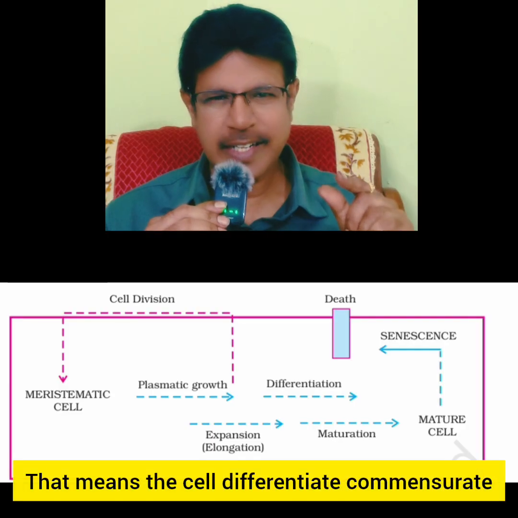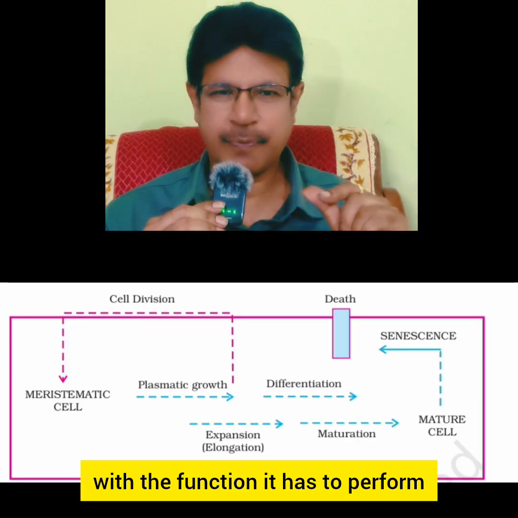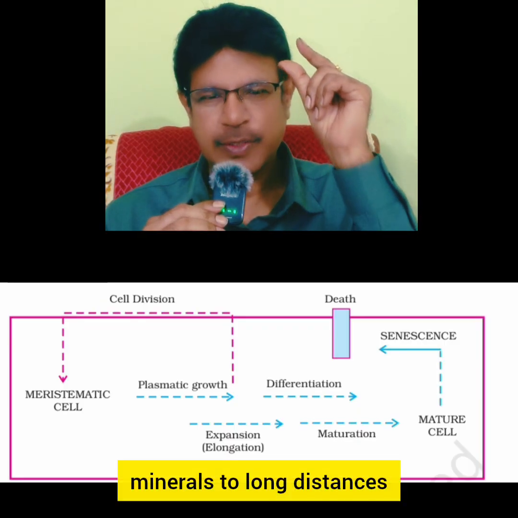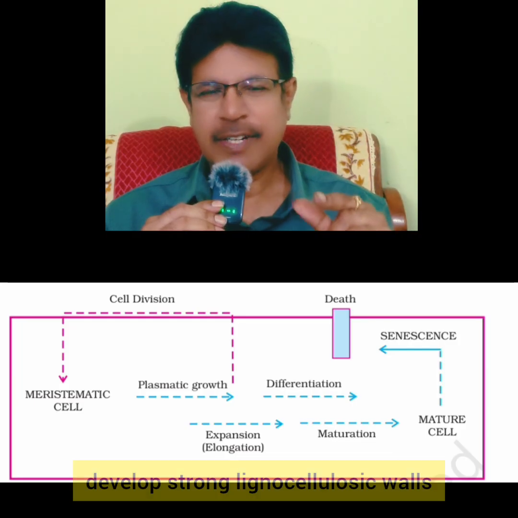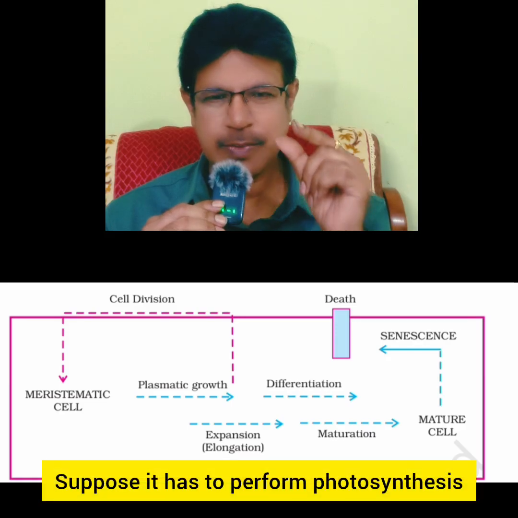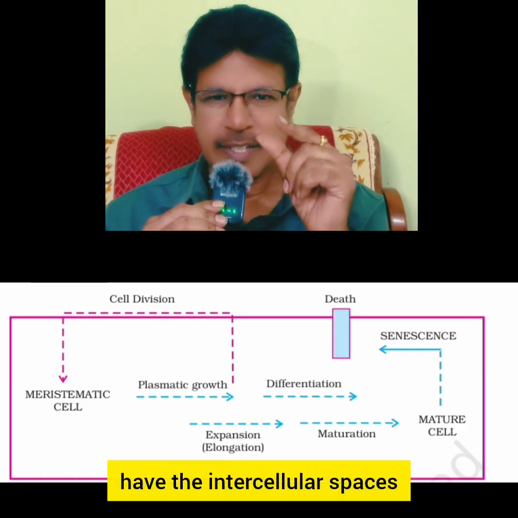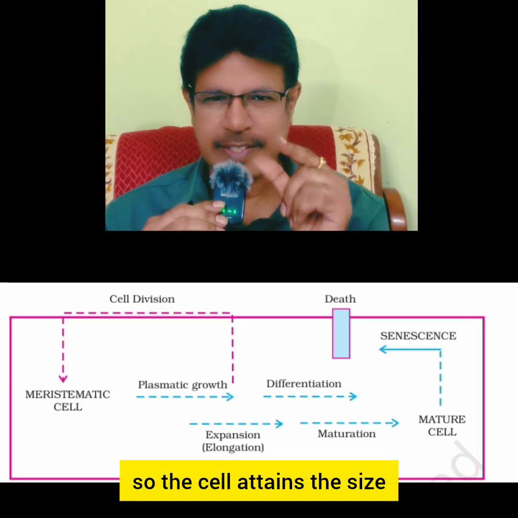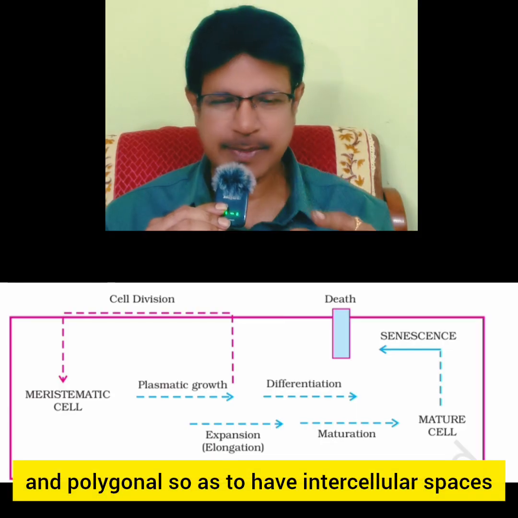That means the cell differentiates commensurate with the function it has to perform. Suppose it has to perform conduction of water and minerals to long distances, it is going to be elongated and develop strong lignocellulosic walls. Suppose it has to perform photosynthesis, it must have intercellular spaces. So the cell attains a size and shape like oval and polygonal so as to have intercellular spaces.